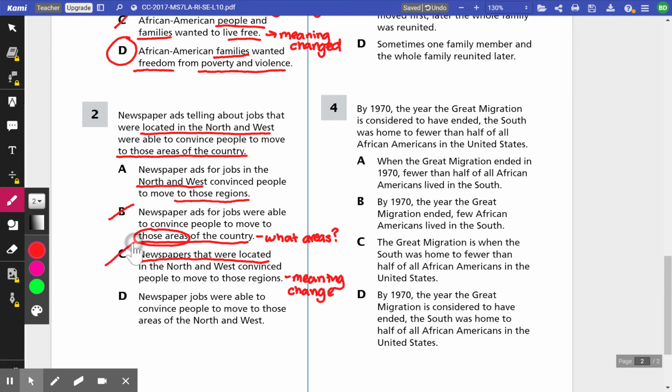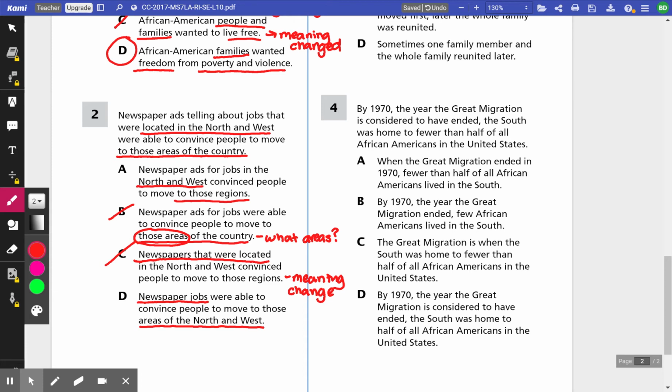So let's look at answer choice D. Newspaper jobs were able to convince people to move to those areas of the North and the West. So I see one major flaw with answer choice D, and it's saying that the newspaper jobs were able to convince people to move to those areas of the North and the West. So, did the original sentence ever specify that the jobs the newspaper was advertising were specifically newspaper jobs?